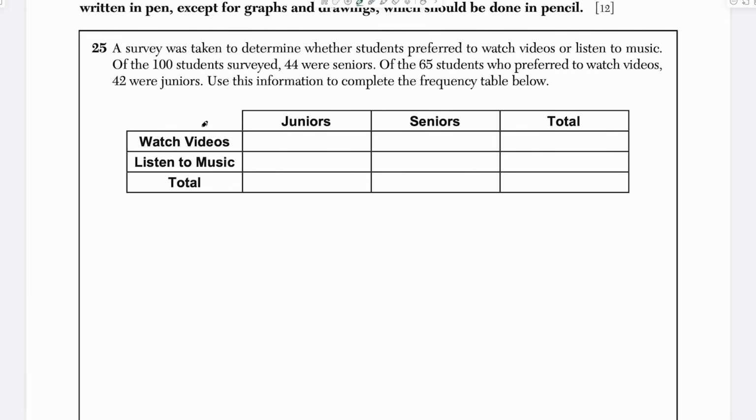For questions like this, I just go piece by piece, and I wind up rereading the information that they give. Here they tell us there's 100 students in total, and that there are 44 seniors in total. So the 44 seniors we could just write in the total spot here. Next, of the 65 students who preferred to watch videos, I look at the watched videos column, and in total there are 65 students who prefer to watch videos. And they tell us that 42 of those students are juniors. So of the total 65 people who prefer to watch videos, 42 are juniors.